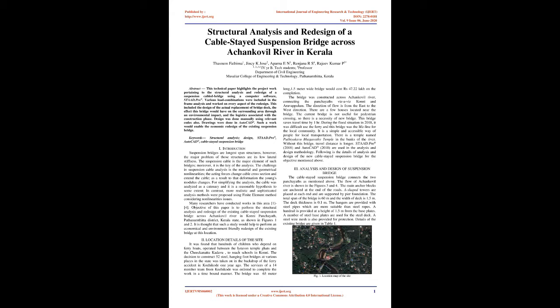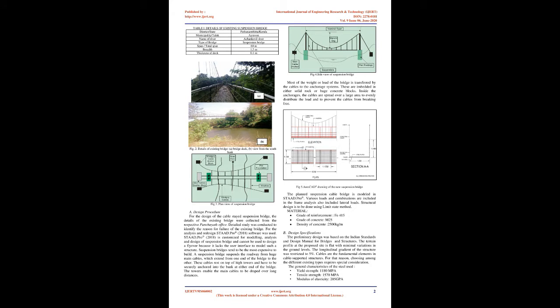2. Location details of the site. It was found that hundreds of children depend on ferry boats, operated between the temple ghats and the other bank, to reach schools in Chennai. The decision to construct 52 steel, hanging foot bridges at various places in the state was taken in the backdrop of the ferry accident in Kozhikode 1 year ago. The services of a 14-member team from Kozhikode was enlisted to complete the work in a time-bound manner.